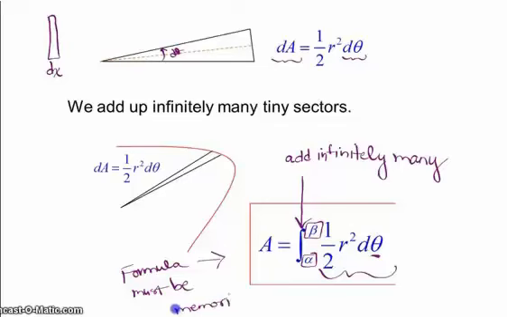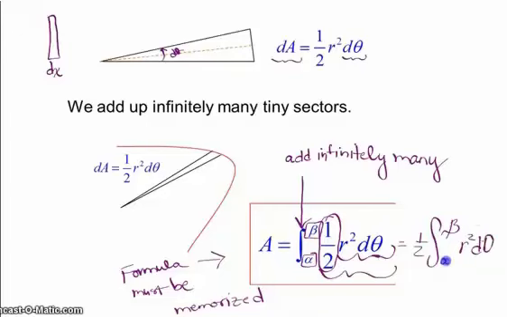You have to know this formula. The biggest problem here is students forget this. They always seem to remember r squared d theta, but they forget the 1/2. We usually write the 1/2 out front. We have 1/2 the integral from alpha to beta r squared d theta.